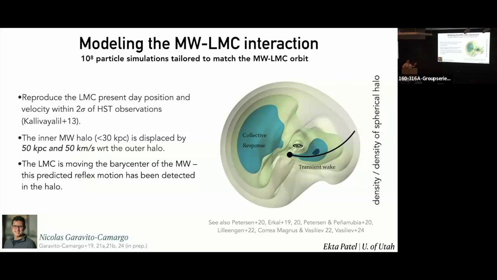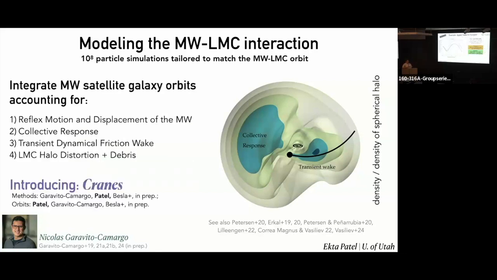So this is the Milky Way halo after it's been perturbed by the LMC. The dark blue contours are over densities and the lighter colors are under densities. And so the aim here is to account for all of this physical distortion as we integrate the orbits of substructures around the Milky Way. So I'm gonna actually skip this next slide, but you can ask me about it later.